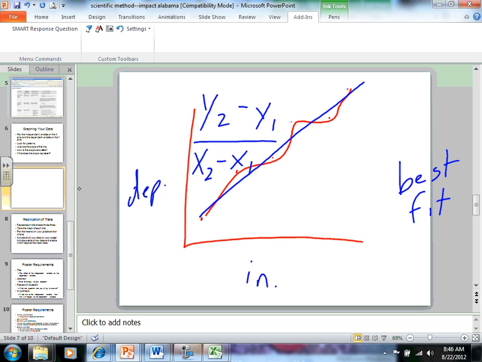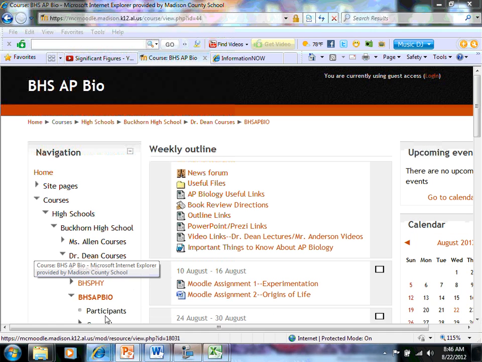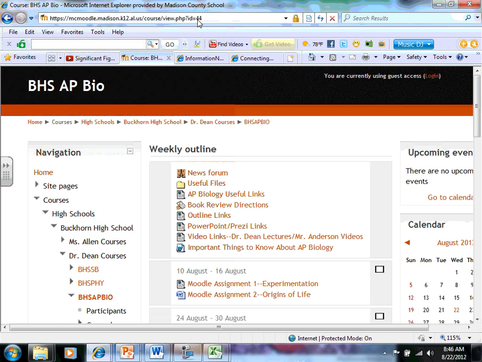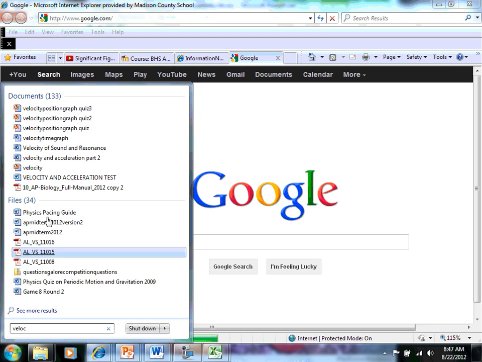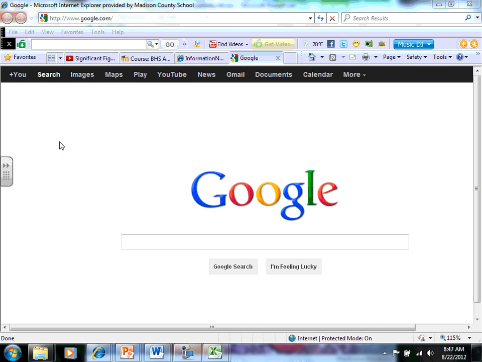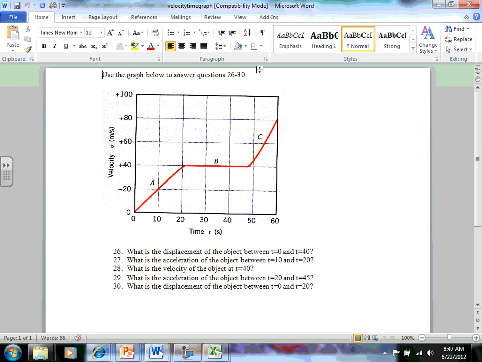Let me pull up another graph here. All right, let's look at this graph. This is a graph of time, which would be what variable? Independent variable, against velocity, which would be the dependent variable. Notice the units. When you make a graph, always put your units on your graph. So this velocity is measured in meters per second. Time is measured in seconds.